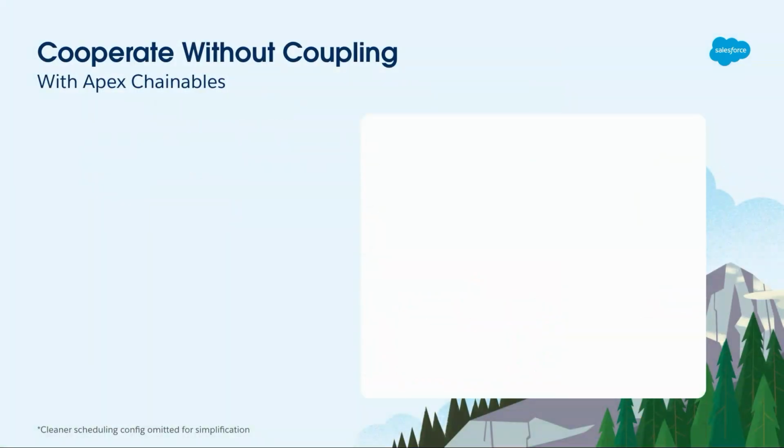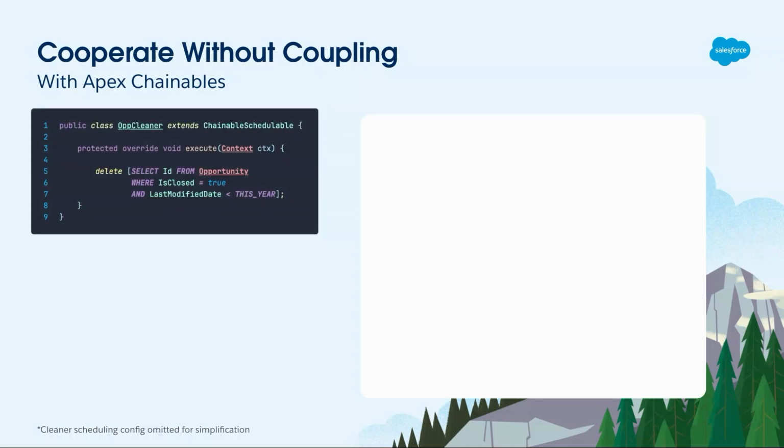So let's proceed with that example that we were seeing before, right? If we tweak it a bit to work with this framework, we can see four specific differences in the implementation for the op cleaner. One would be that instead of implementing the schedulable interface, they now extend from the chainable schedulable class, which is part of the framework.